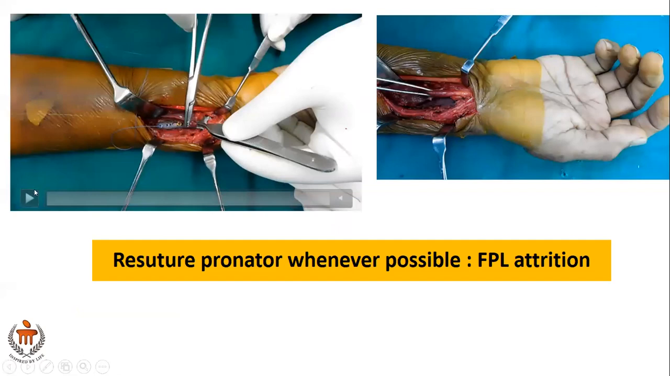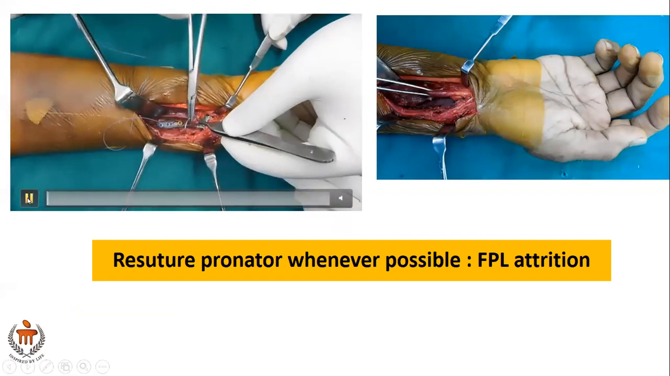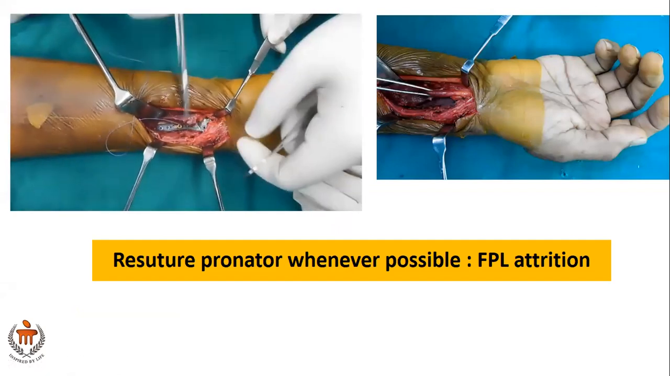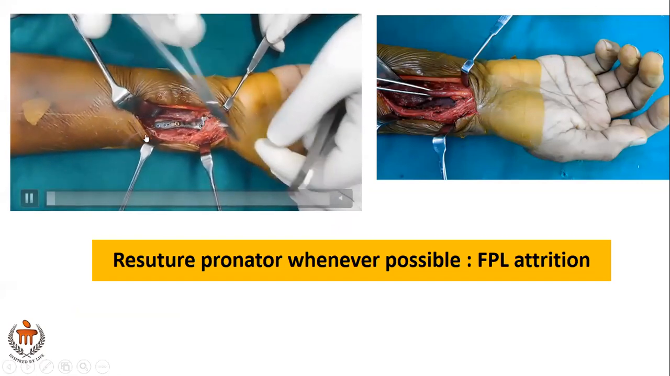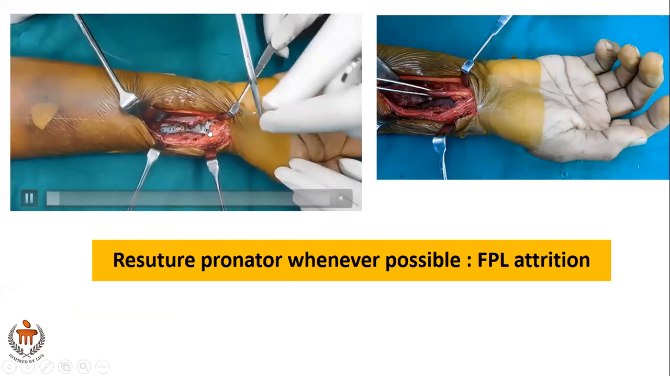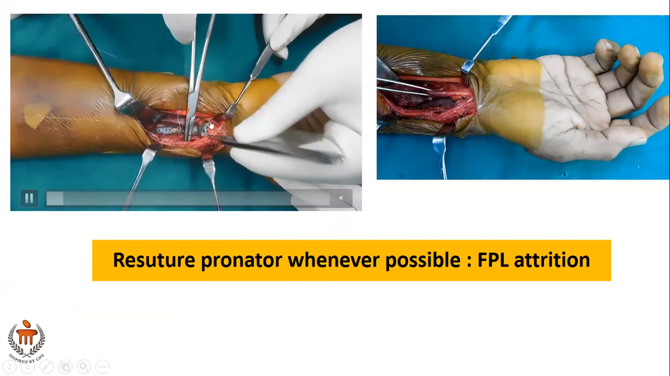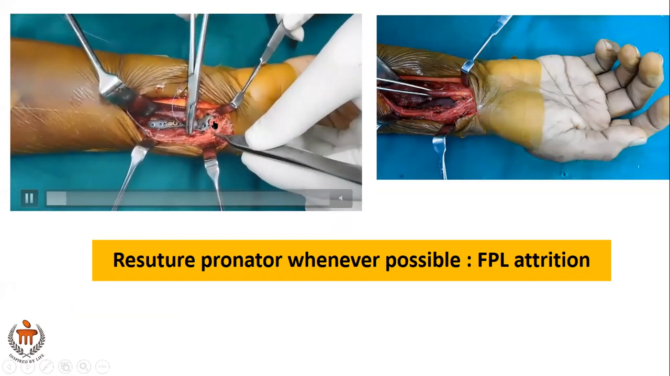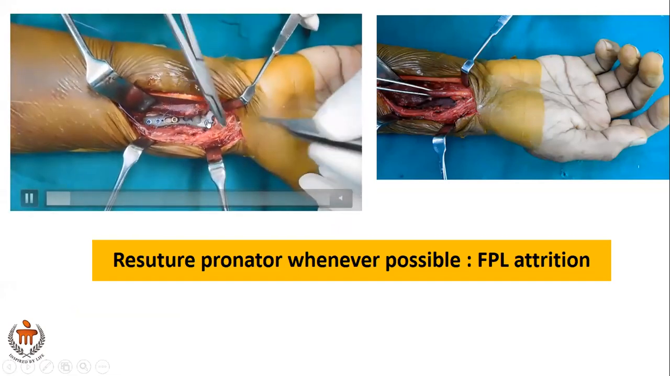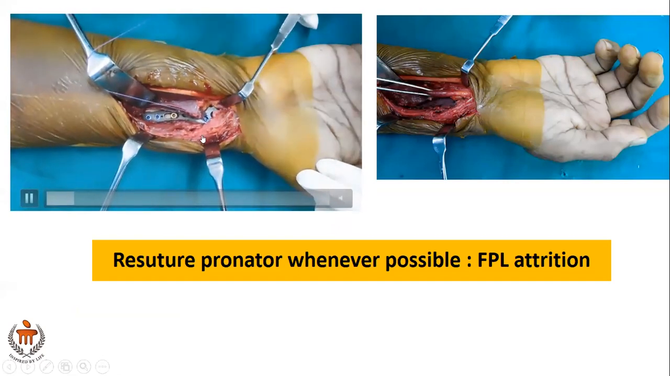And once you've confirmed your screws are all fine, then you close this pronator quadratus as much as possible. Again, make sure that the most important structure is the FPL, which has to glide here near the edge of the plate. So if your plate is proud, definitely you would need to cover that edge of the plate.